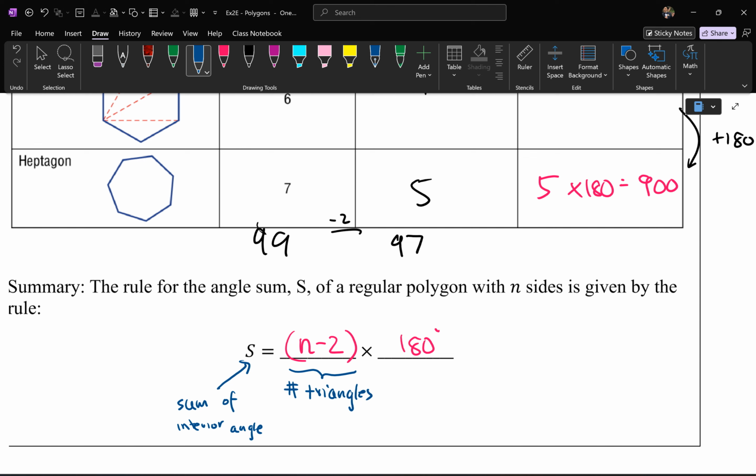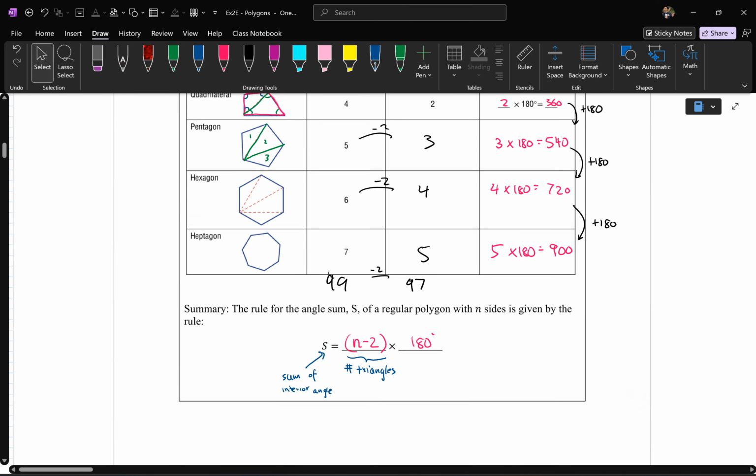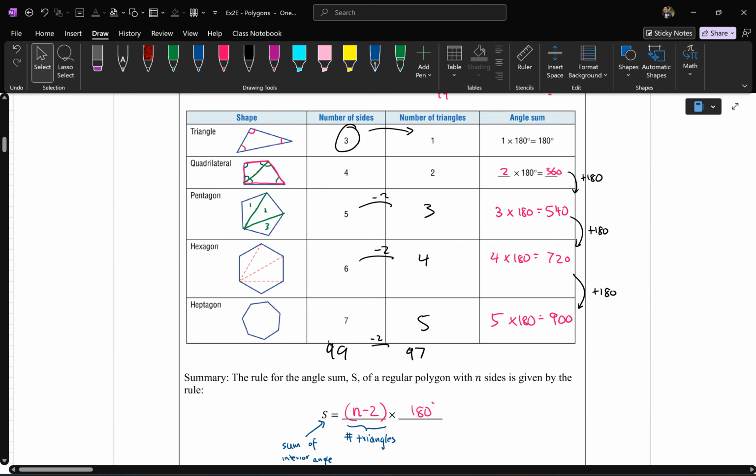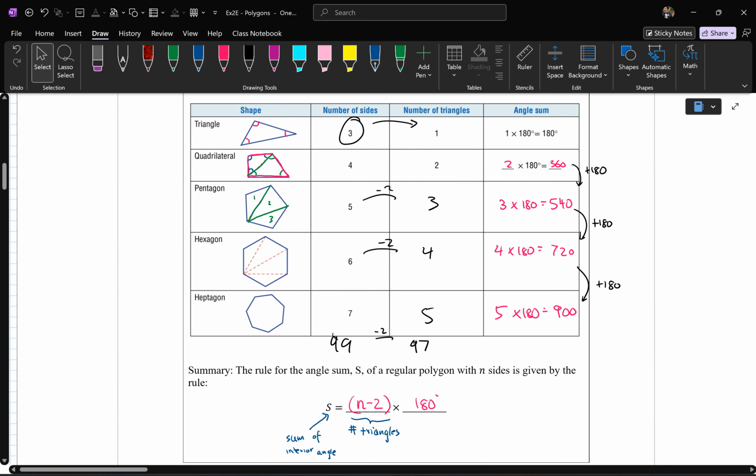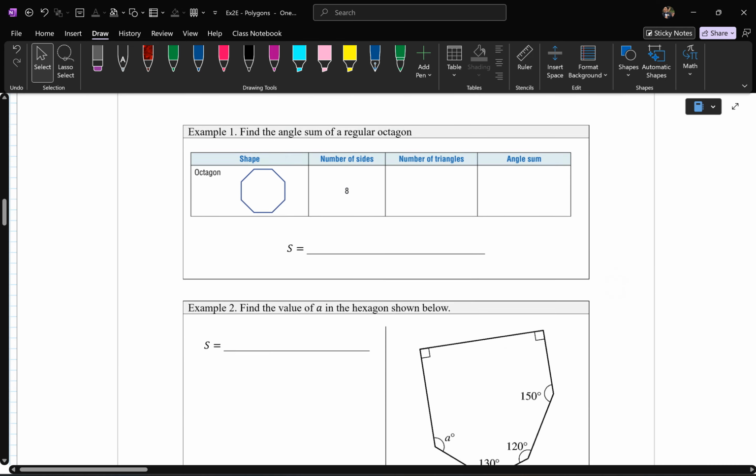Number of triangles times 180, because we know that each triangle has 180 degrees. That should give you the total sum interior angle. Okay, so no matter what shape you get, even if it's a 99-sided shape, 97 times 180, whatever that is, all those corners of a 99-sided shape, if you add it all together, it should add up to the total angle. Okay? So, flip over to the next page. That was the pattern. I just wanted you to see where the rule comes from, rather than just memorizing the rule, because that means you can always figure out the rule yourself.